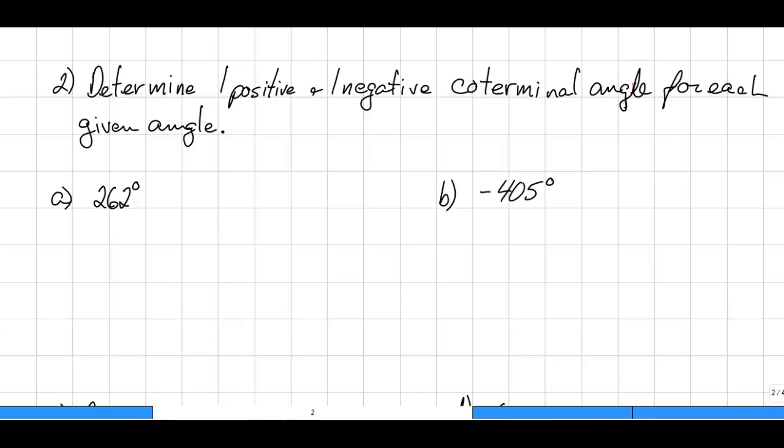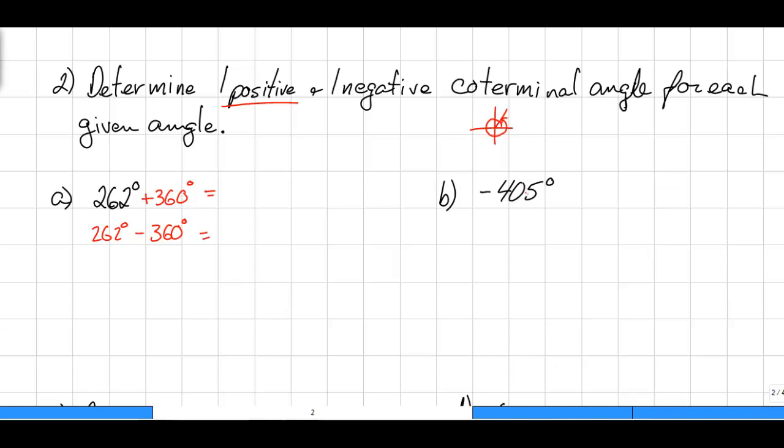Now in question 2, we're asked to determine one positive and one negative coterminal angle for each given angle. So if I've got 262, I can get a coterminal angle. Remember that a coterminal angle is, if this was my terminal arm, going around a full circle and coming back to it. So it's like taking whatever the first angle was and adding 360 to it. So to get a positive coterminal angle, I'll add 360. And to get a negative coterminal angle, I'll subtract 360. So whatever those answers are, you can check them out.